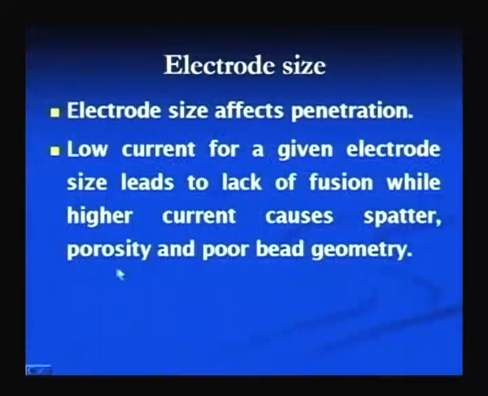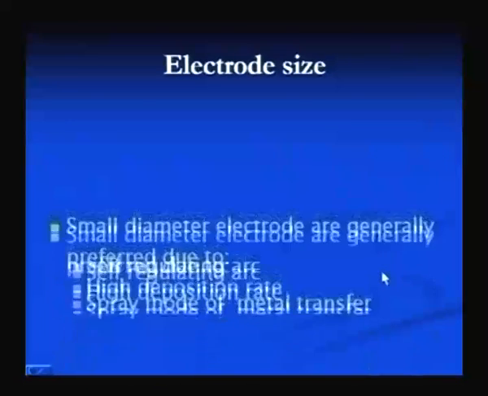The lower current side can lead to lack of fusion, improper bonding between the plates being welded and the weld bead, and on the other hand higher current can lead to the loss of material in the form of spatters and defects like porosity and poor bead geometry.